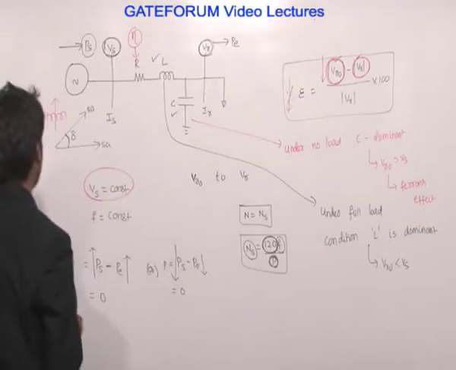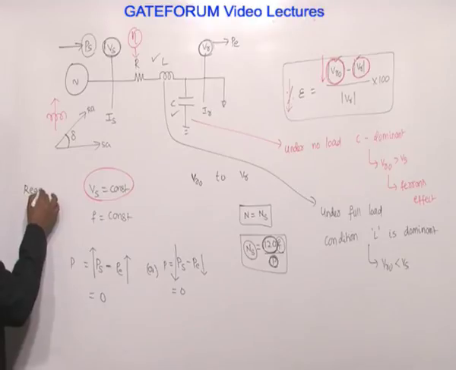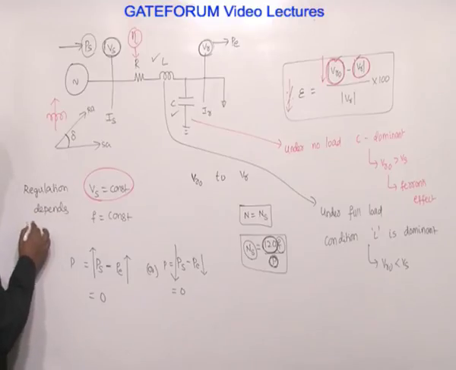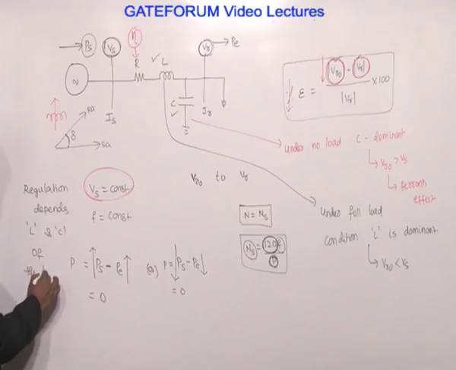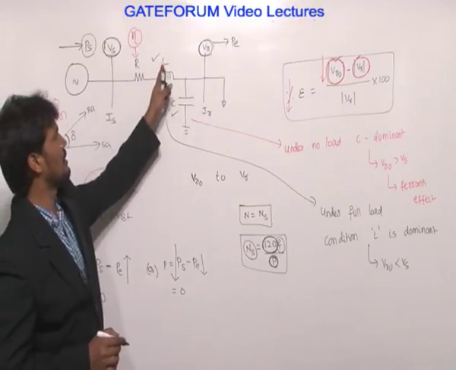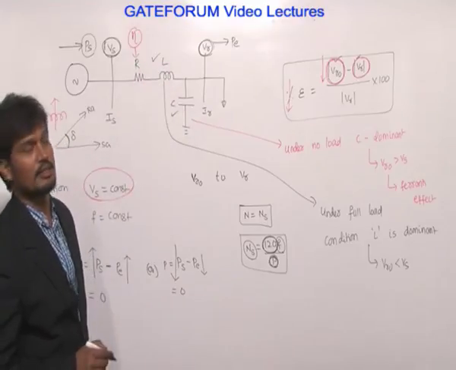Can I say regulation depends on inductance and capacitance of the line. Efficiency depends on resistance of the line. Efficiency depends on resistance of the line, but regulation depends on inductance and capacitance.